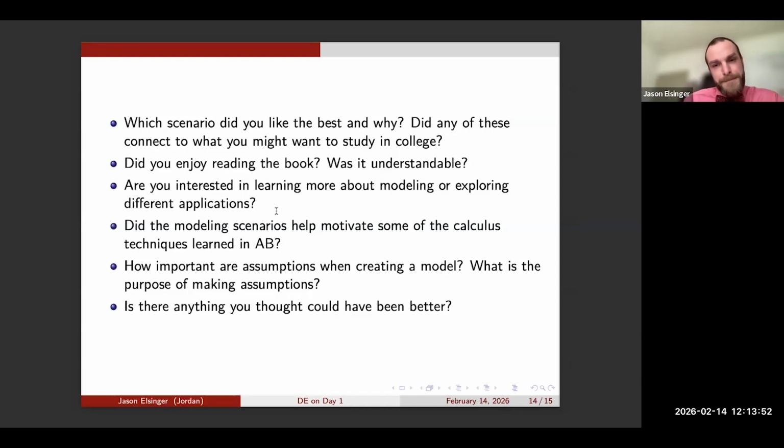And Cassie? Yeah, the descriptions of the scenarios in the book were very detailed and went into describing what they looked like, and so that was helpful in conceptualizing it.